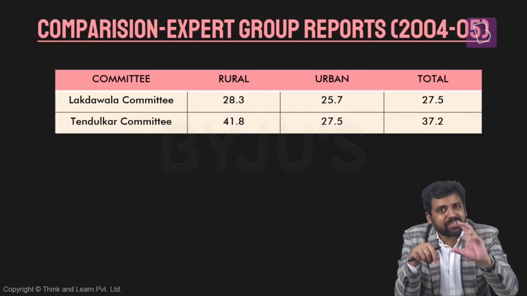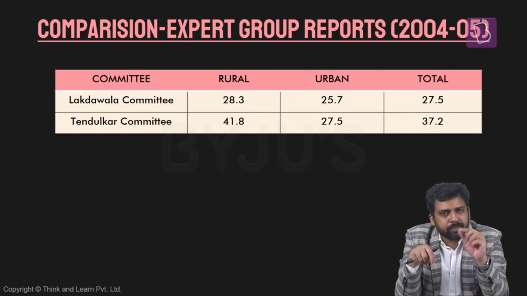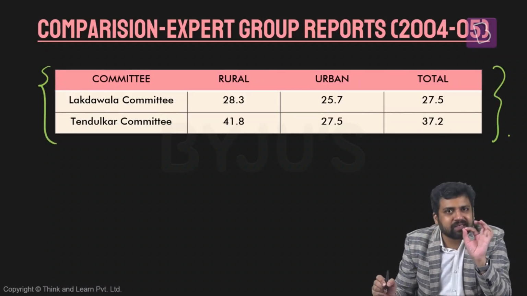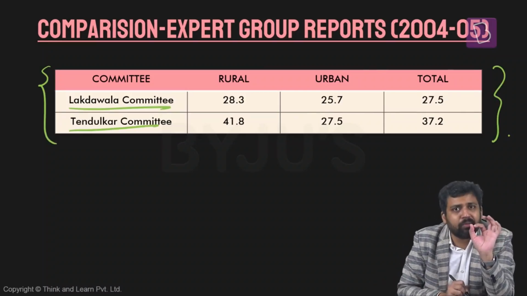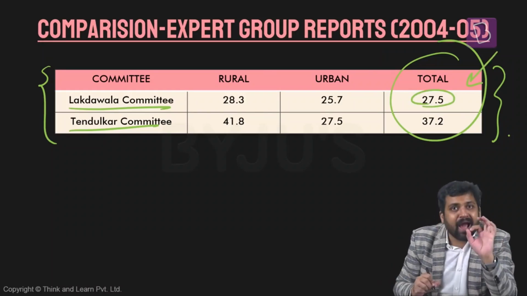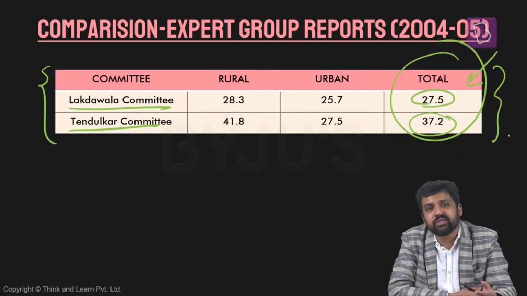So for the same year, the poverty line baskets for the two methodologies are different. The poverty lines will be different. As a result, the proportion of people who are poor will also be different. So on the screen, you can see this. For the same year, if you look at the Lakdawala committee's methodology and the Tendulkar committee's methodology, the poverty ratios will be different. As per the Lakdawala committee in 2004-2005, 27.5% of India was poor. As per the Tendulkar committee's methodology in 2004-2005, 37.2% of India was poor.